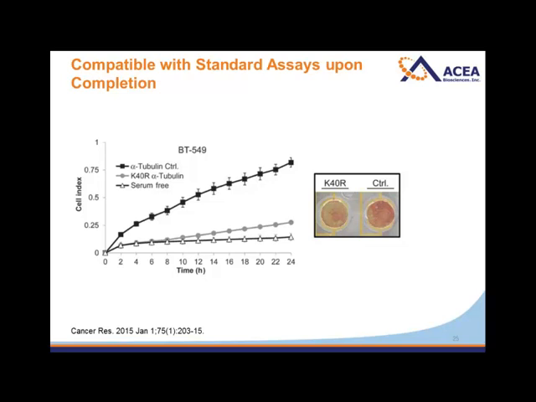And again, they did exactly what I always recommend. It was just at the end, take it apart, fix it, stain it, and verify in a normal microscopy image that this difference is due to a difference in the cell number. So I think you can see a difference in the density of the cells there.